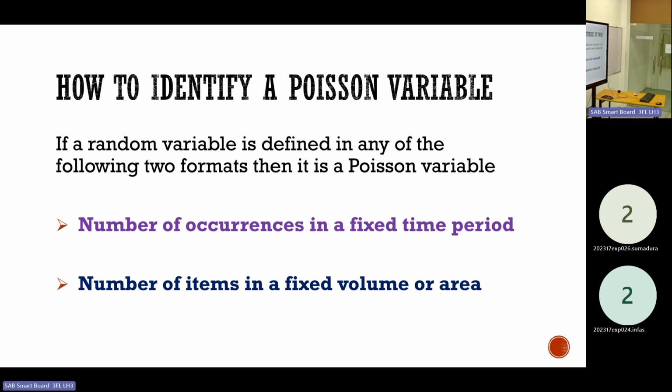Second one. Number of items in a fixed volume or area. It can be a volume or it can be an area. Like say, number of tadpoles in 5 liters of lake water. Number of items, fixed volume, 5 liters.